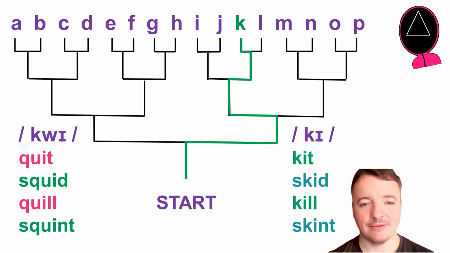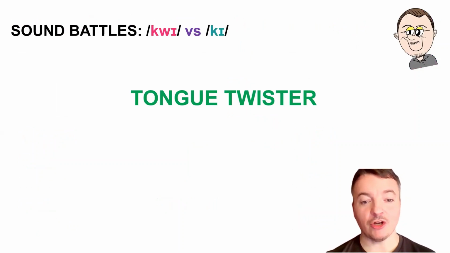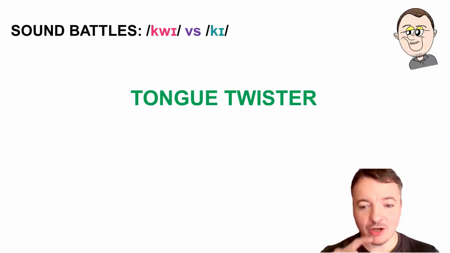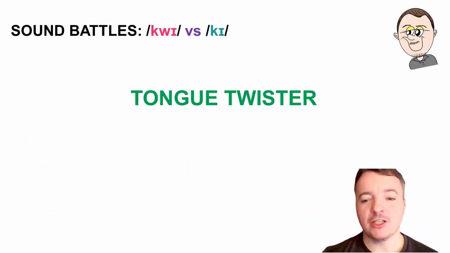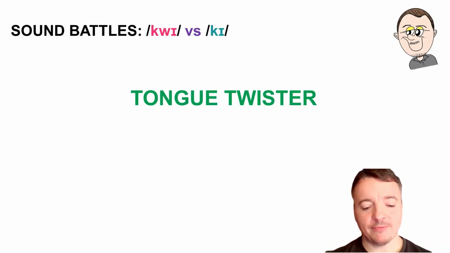Okay, repeat after me. Kit. Squid. Kill. Squint. The answer is K. Okay, last practice is I have a tongue twister, to practice these sounds together.